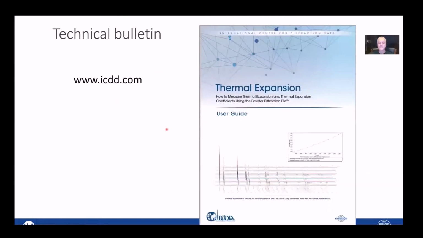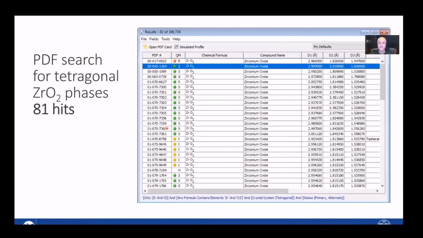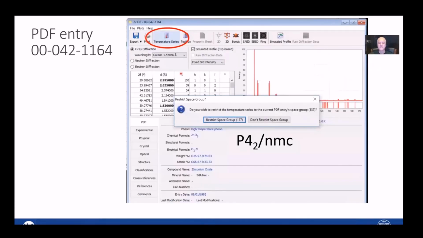We've put together a technical bulletin about thermal expansion because you can use the powder diffraction file with multiple entries from different scientists to help do more thermal expansion capabilities when it comes to doing materials characterization. An example is a PDF search for tetragonal zirconium oxide phases. And when you do that, you have a number of hits here. Upon looking at one of the entries, you'll find that you have an entry here that's tetragonal, and it has an icon here that's lit up called temperature series.